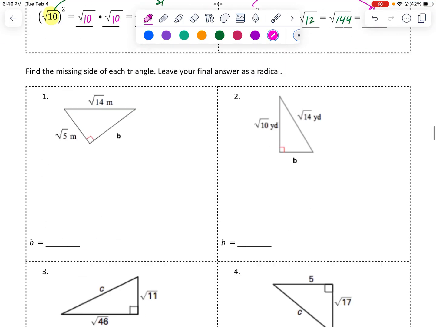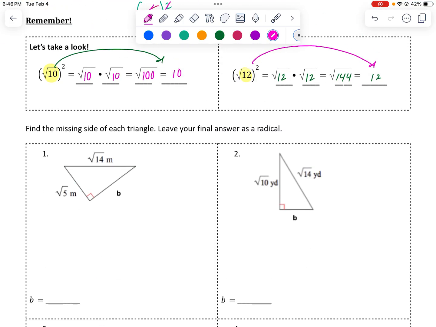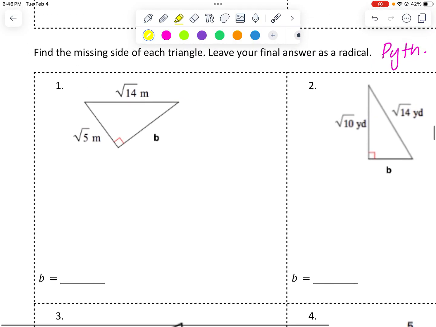Okay, so let's go ahead and take a look at examples 1 through 4. It says find the missing side of each triangle. Leave your final answer as a radical. Here we're going to use our friendly Pythagorean theorem, a squared plus b squared is equal to c squared, and this is what we want to use. If I'm looking at number 1, across from my right angle is c, and here's a and b.